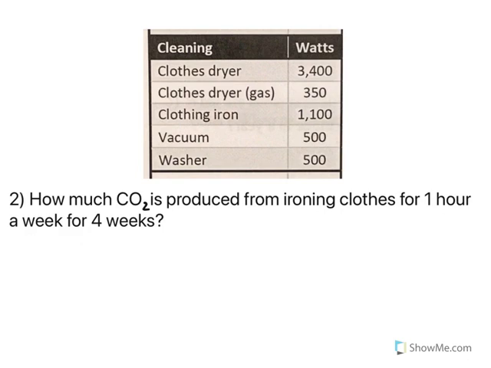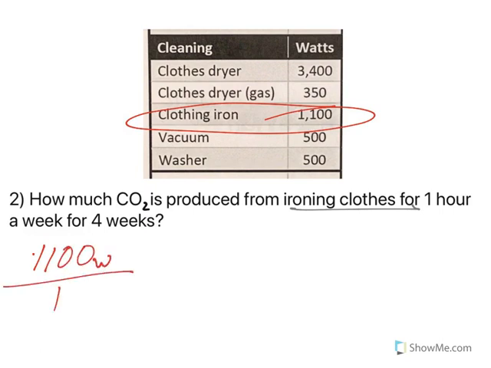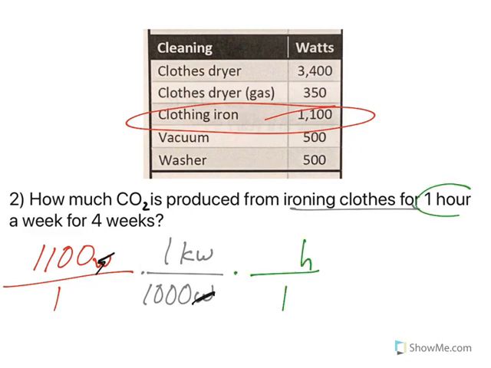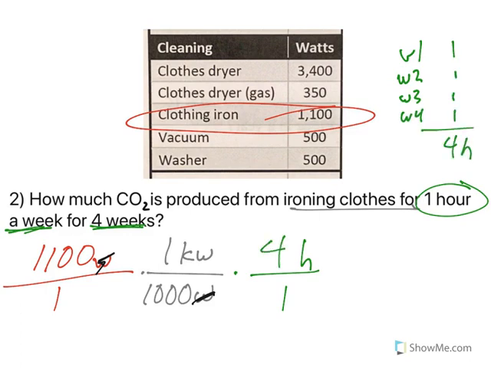Number 2. How much CO2 is produced from ironing clothes for 1 hour a week for 4 weeks? Okay, we're ironing clothes. Sounds awful. So we need a clothes iron. It is 1,100 watts. Well, what is our first step after watts? We know that there are 1,000 watts in 1 kilowatt. Watts are gone. Now, the next is hours. 1 hour per week for 4 weeks. Well, week 1, week 2, week 3, week 4. If every one of those is an hour, that means there's 4 hours total.